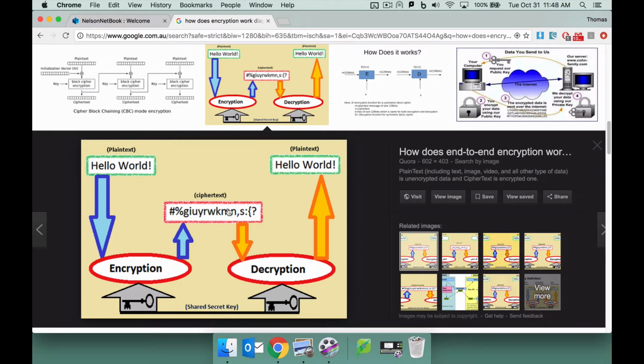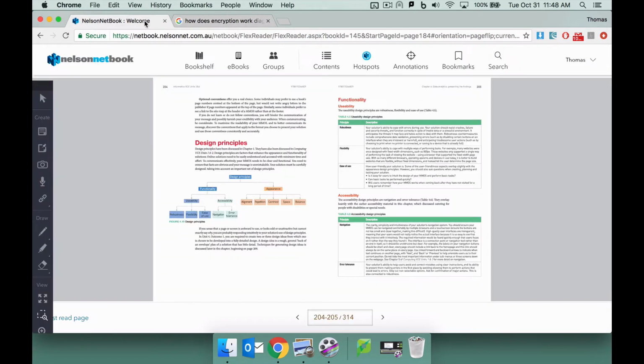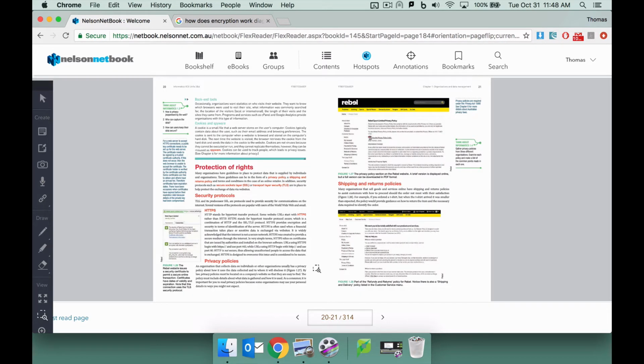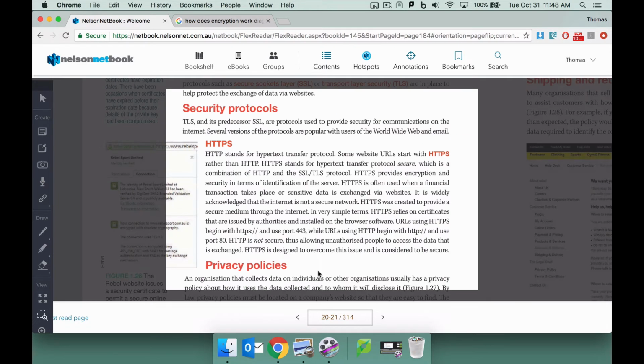But when that garbage text reaches the destination or the server, it should share that same algorithm or secret key to decrypt that jargon text. So then it will be able to decrypt and see that your password is actually hello world. There's also more information on encryption on page 20, just down here in our books, if you'd like to read a bit more about that.